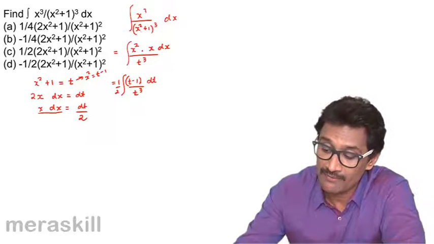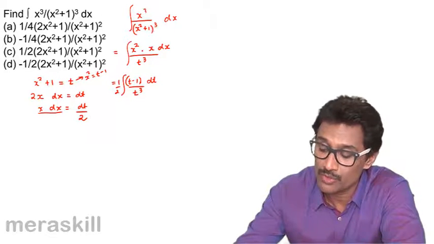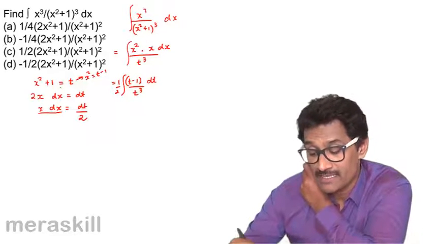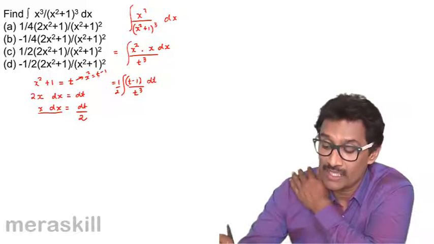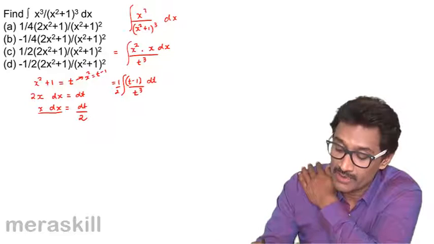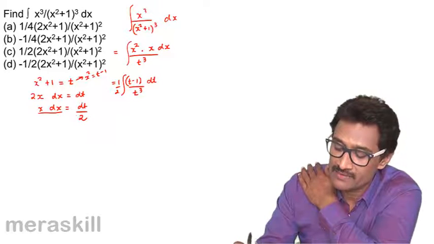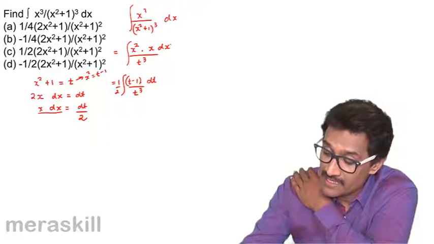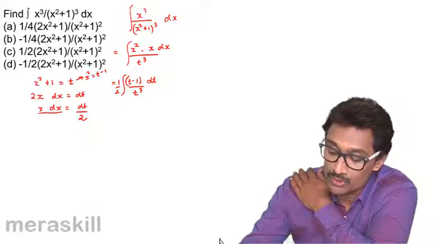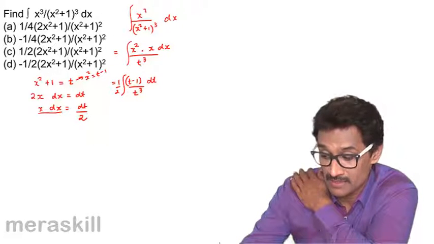So once again you have x cube upon x square plus 1 the whole cube. Here we take x square plus 1 as t. So you get 2x dx is dt, so x dx is dt by 2. The 2 is taken out. This is t cube.